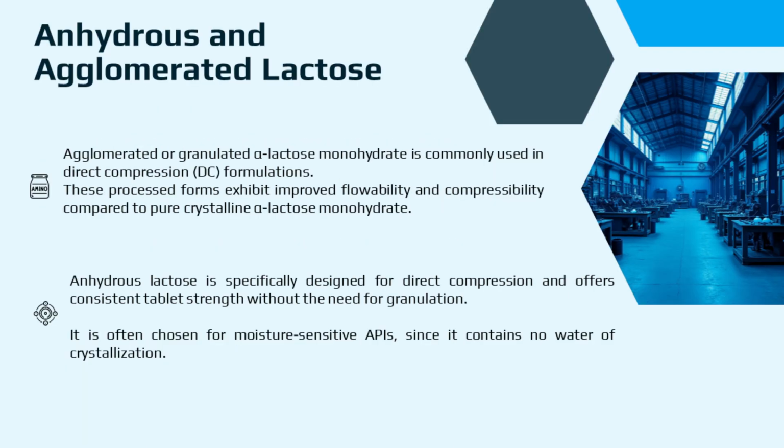Agglomerated or granulated alpha-lactose monohydrate is frequently used in direct compression formulations. These processed forms provide improved flowability and compressibility compared to pure crystalline lactose. Anhydrous lactose, on the other hand, is specifically developed for direct compression and delivers consistent tablet strength without granulation. It's especially preferred for moisture-sensitive active ingredients since it contains no water of crystallization.